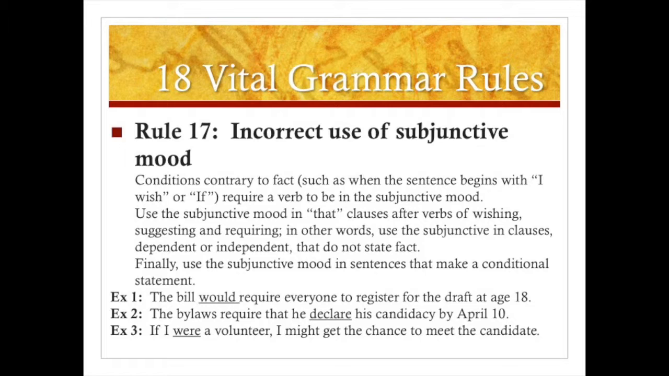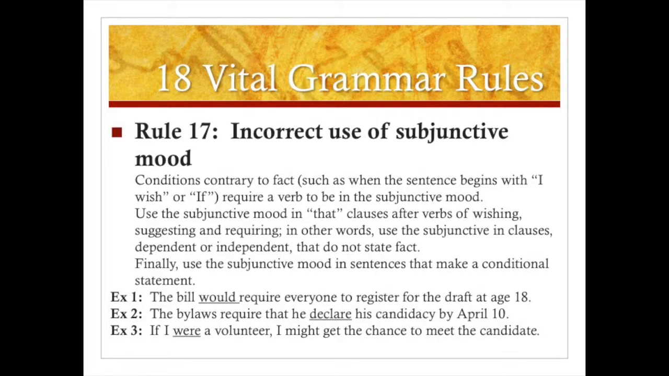Rule number 17 is incorrect use of the subjunctive mood. Conditions that are contrary to fact, such as when sentences begin with "I wish" or "if," are not actually happening. It's an "if it happens" or "I wish it were to happen." Those require a verb to be in the subjunctive mood. Use the subjunctive mood in that clauses for verbs of wishing, suggesting, and requiring. In other words, use the subjunctive in clauses, dependent or independent, that do not state fact. Finally, use the subjunctive mood in sentences that make a conditional statement.